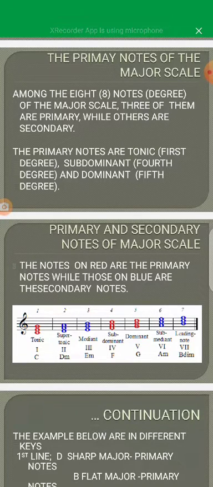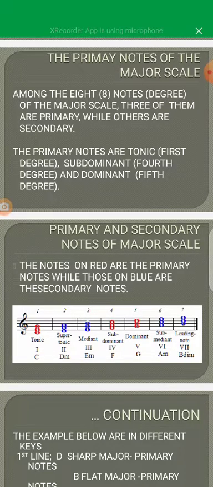It is blue. Take a look at the mediant. It is blue. Take a look at the submediant. It is blue. Take a look at the leading note. You see it's blue. Now the octave is not repeated here because the octave is the same thing as the tonic.